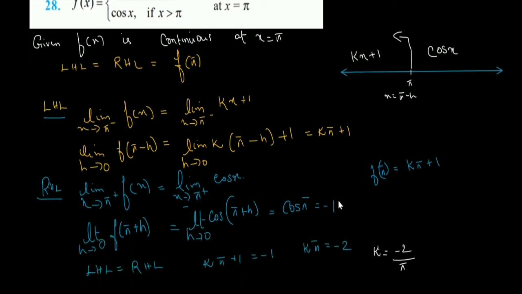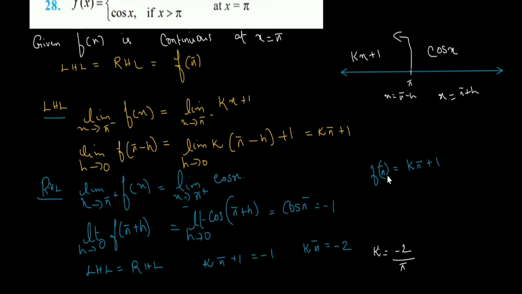Now come to the right hand limit. Right side the function is defined as cos x. So limit x tends to pi plus of f of x. Limit x tends to pi plus, the function is cos x. When you find the right limit, you put x is equal to pi plus h. So limit h tends to 0, f of pi plus h, that is cos of pi plus h. So put h is 0, it will become cos pi. So cos pi value is equal to minus 1.